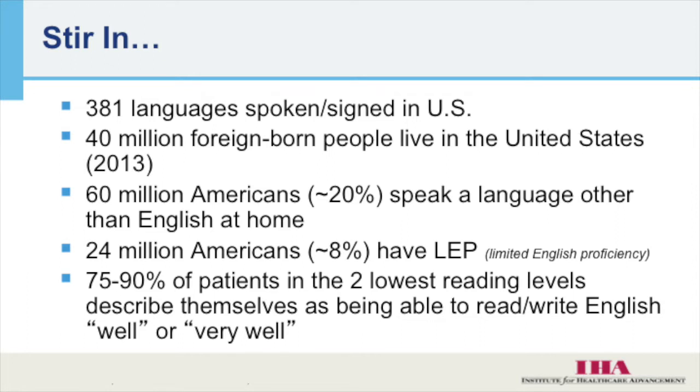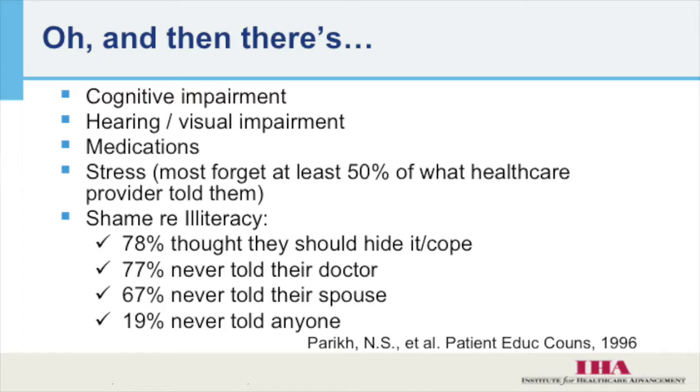75 to 90% of patients in the 2 lowest reading levels describe themselves as being able to read or write English well or very well. 75 to 90%. So of course this is that issue of shame. Of course we're not going to say, oh, I'm a pretty terrible reader. No, you're not going to say that.